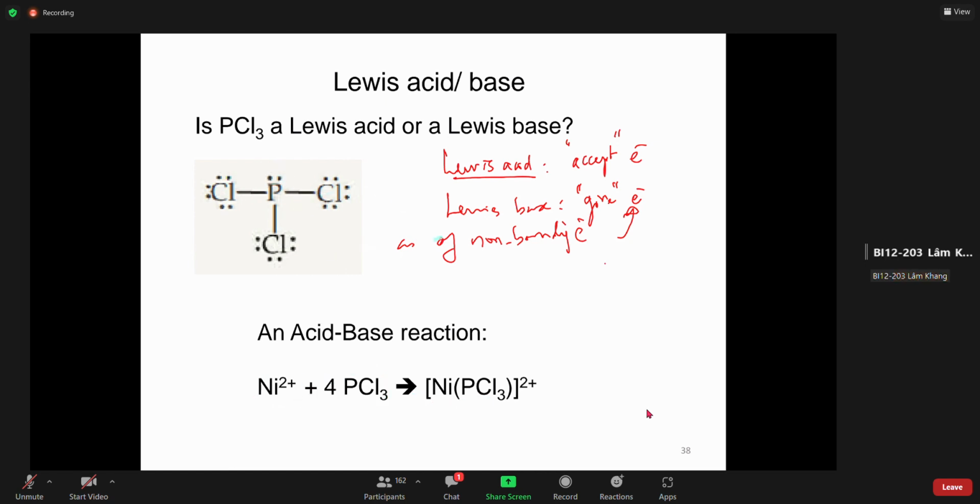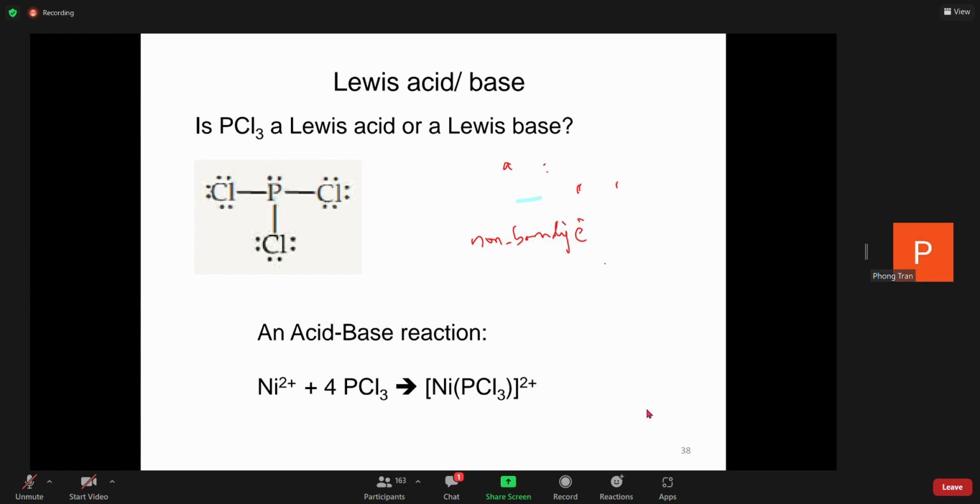Okay, so I invite you to revise a little bit the theory of acid-base. In general, you have 3 different definitions of acid-base. You have the Bronsted acid-base definition, you have the Arrhenius acid-base definition, and you have the Lewis acid-base definition. Okay?